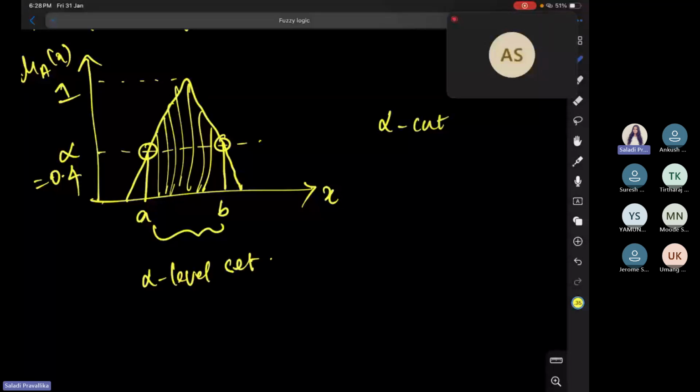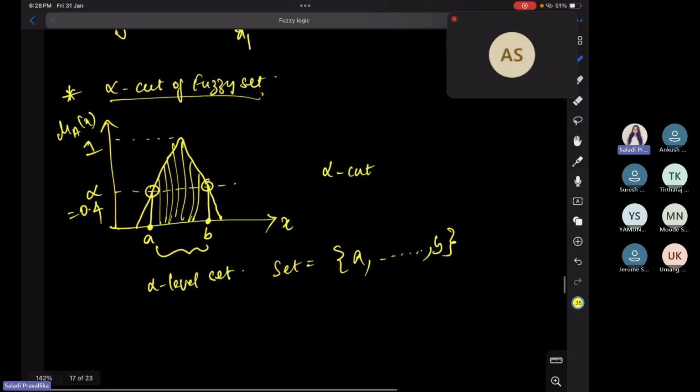So all the values in between A and B are called alpha. So that includes A and B as well. So the set is equal to A, all the values in between, and then ends with B. So that is alpha cut.